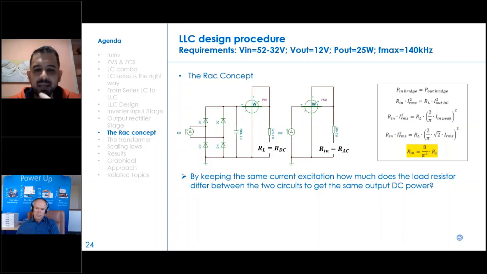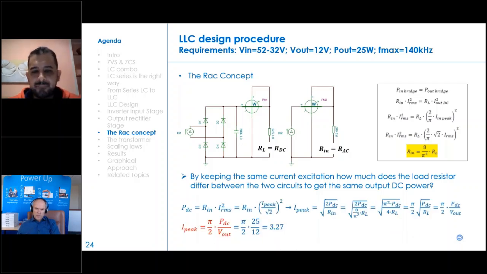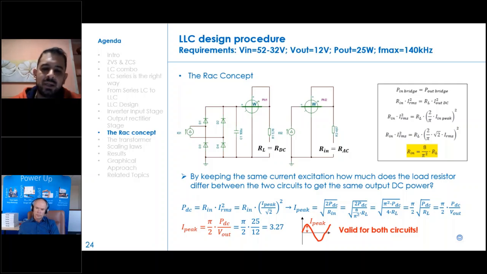And at the same time, which source do I need to use? Actually, the peak current amplitude closed formula, valid for both circuits, is reported below. So recall the load resistor differs between the two circuits by using the formula highlighted in yellow and reported on the right, while the input current generator is identical in both circuits and calculated with the formula reported in red here on the bottom left.